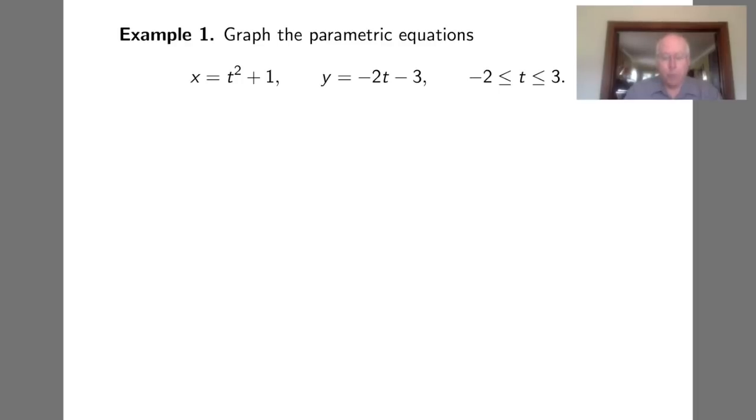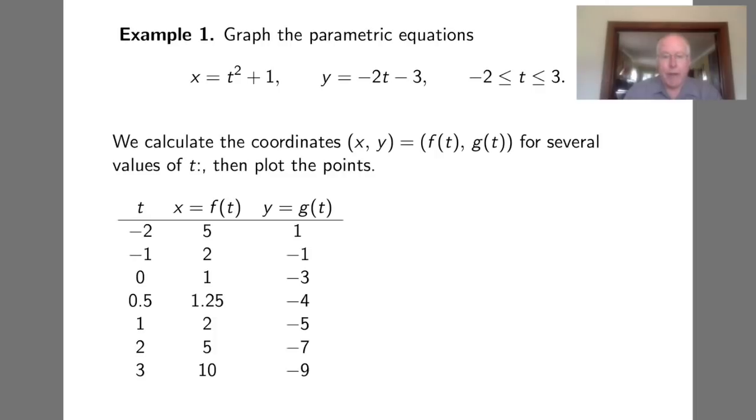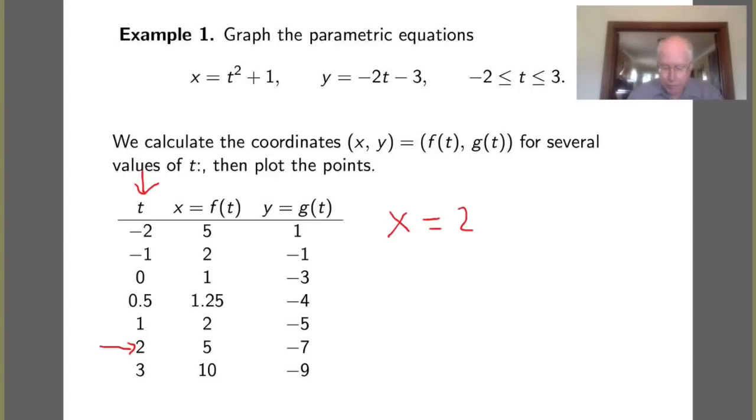Now there are many ways to graph parametric equations, and one way is this. We can just calculate coordinates x, y for several values of t and then plot the points. So in this regard, we might let t take on some values between minus 2 and 3. Here they are. And for a typical value, say t equals 2, we would compute the x coordinate as t squared, or 2 squared, plus 1 to get 5, coming from that part.